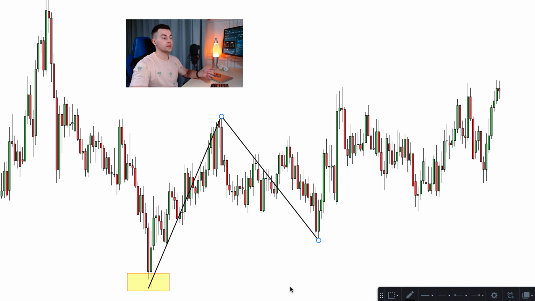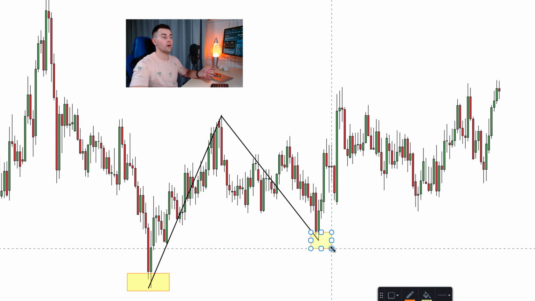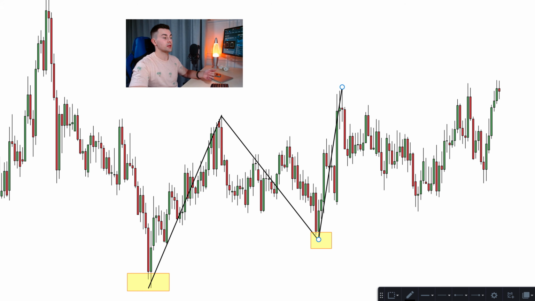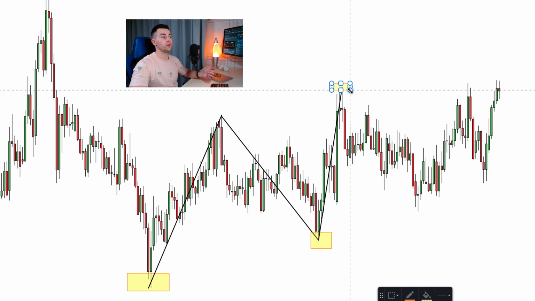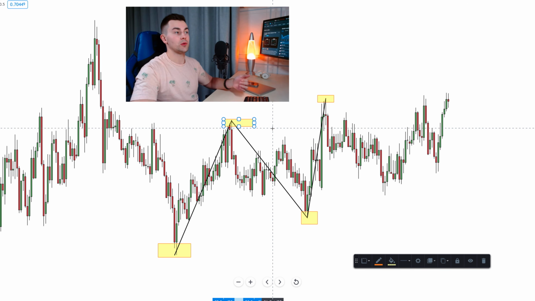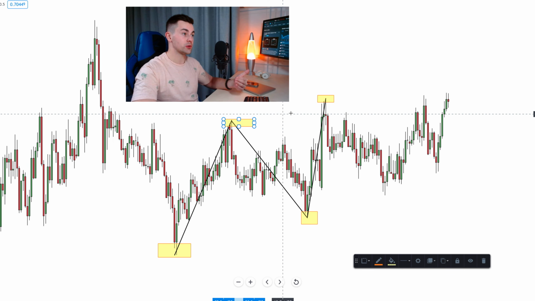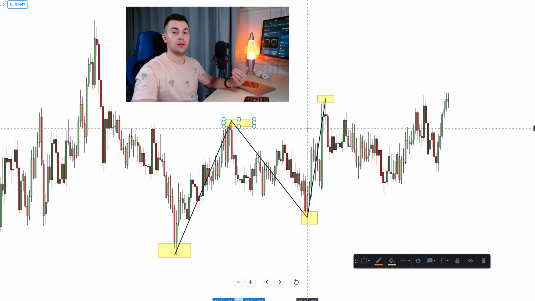Then we retraced, and over here we set the higher low, yes. Then we started to grow again. And we set a new higher high on a daily, yes. So what does it mean to us? It means that right here CAD-CHF started a bullish trend, and from that moment we can see that the market is trading in a bullish trend.